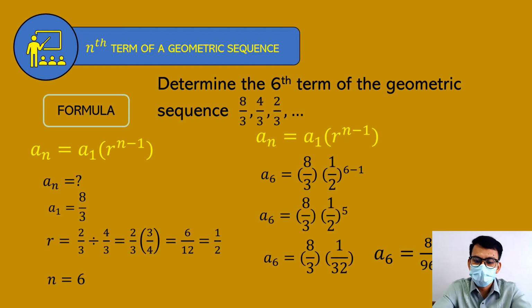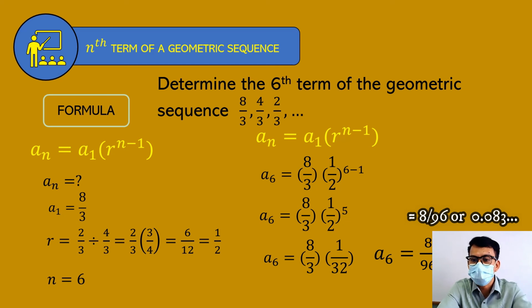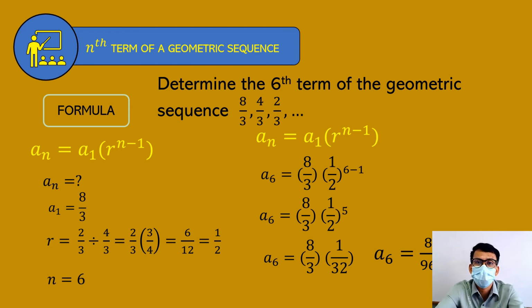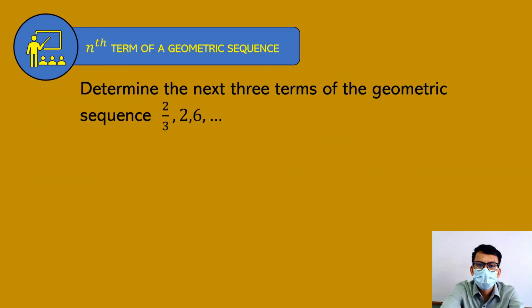that is 96. So 8 divided by 96, that is 0.08333, and so on, or you may have it in a fractional form. So that means a sub 6, or the 6th term of the sequence, is 8 over 96, or you may reduce that in the lowest term. Always have your answer in a simplified form. Let's go to the next question.